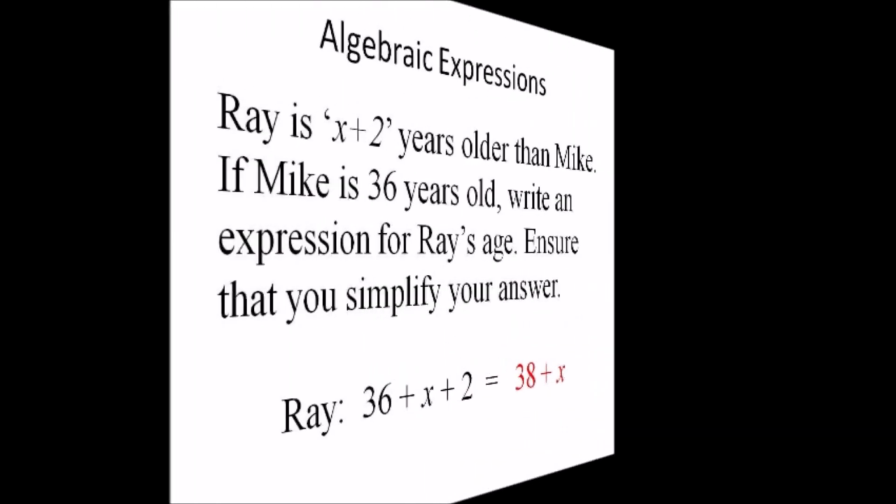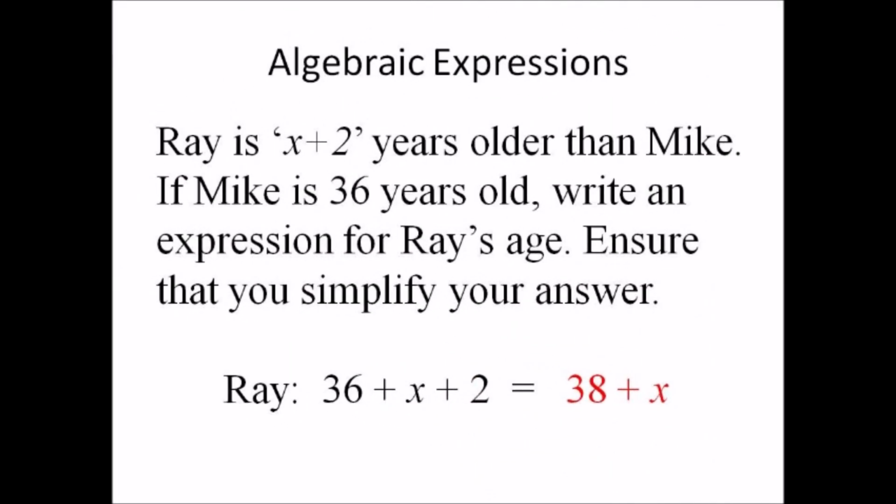And for where Ray is x plus 2 years older than Mike, if Mike is 36 years, write an expression for Ray's age. So it would be 36 plus x plus 2. Now you have to put your numbers together. 36 plus 2 is 38. So it's 38 plus x. That would be Ray's age. 38 plus x. That would be the expression.